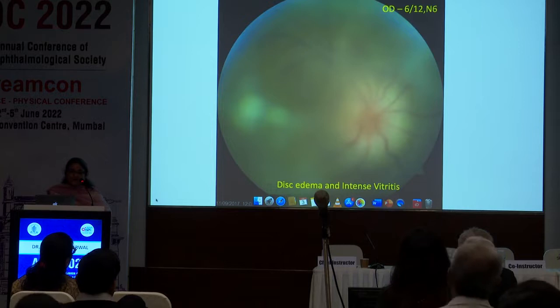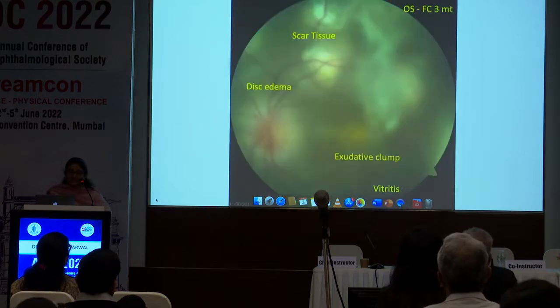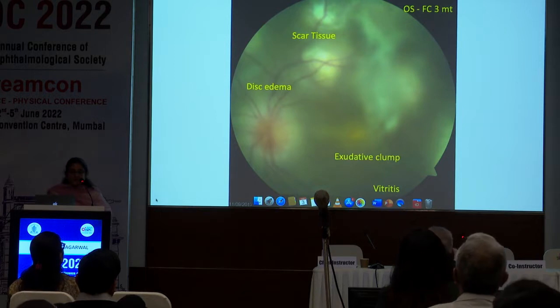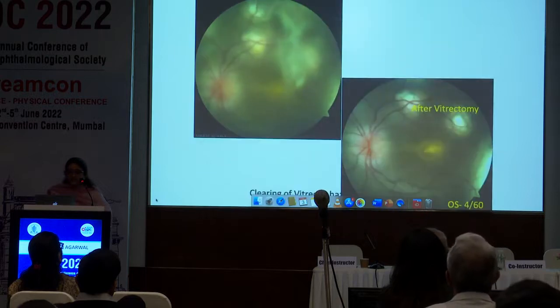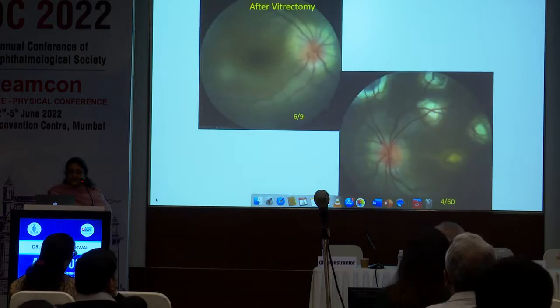You had a hyperemic disc, very hazy media with the details of the fundus barely visible. An intense vitritis was present, and this is how the left eye appeared. Again, a very hyperemic, swollen disc. You had these yellowish lesions underneath the blood vessels with extensive vitritis. So this is how the fundus of both eyes appeared.